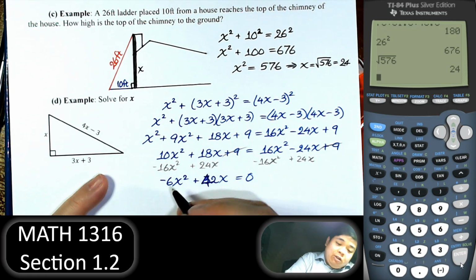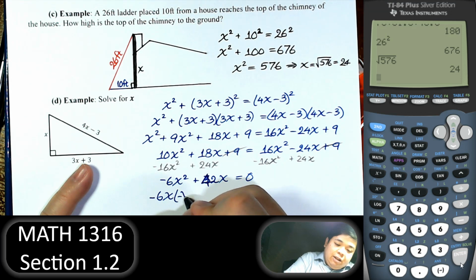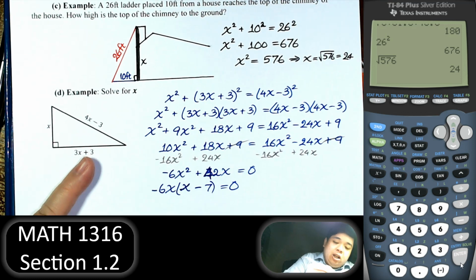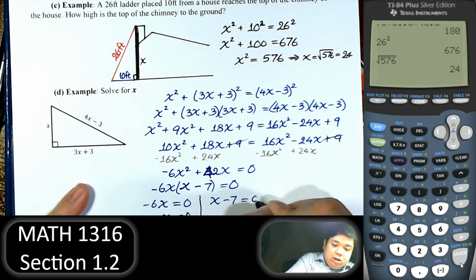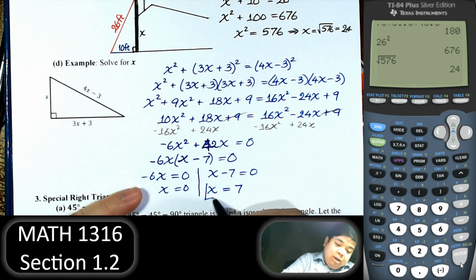Right, we can factor out an x. How about factor out negative 6x? That gives us 1x left, minus 7. So we have 6x equal to 0, so x equal to 0. Or x minus 7 equal to 0, so x equal to 7. Of course, the measure of an angle cannot be 0, so it has to be 7.